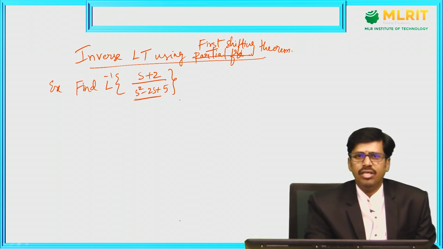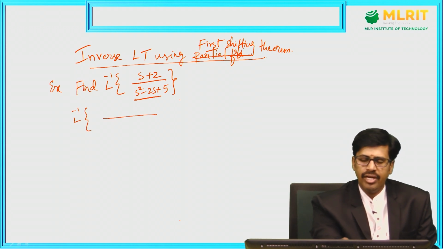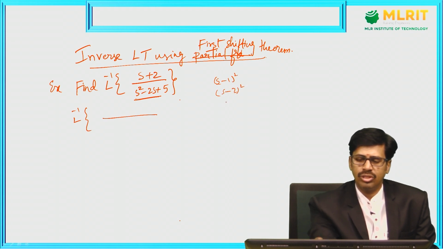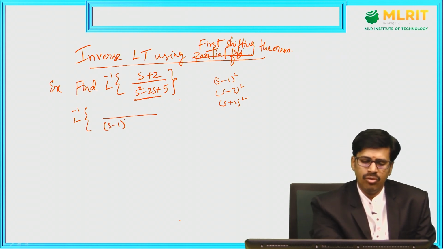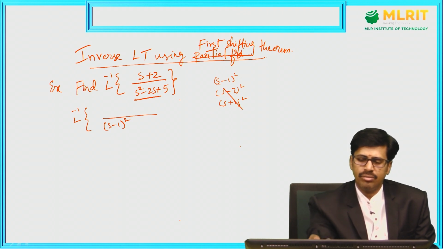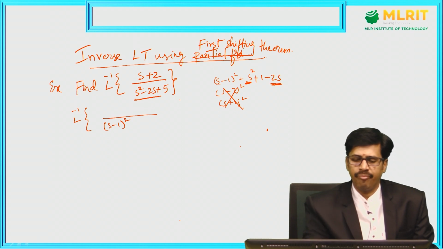In the denominator, if we can see, s² − 2s is there. So first write down the denominator where we will apply s² − 2s. Do we get this in (s − 1)² or (s − 2)² or (s + 2)²? In which expansion do we get s² − 2s? It is (s − 1)². If we expand this (s − 1)², we get s² + a² − 2ab. So, s² − 2s we are getting.